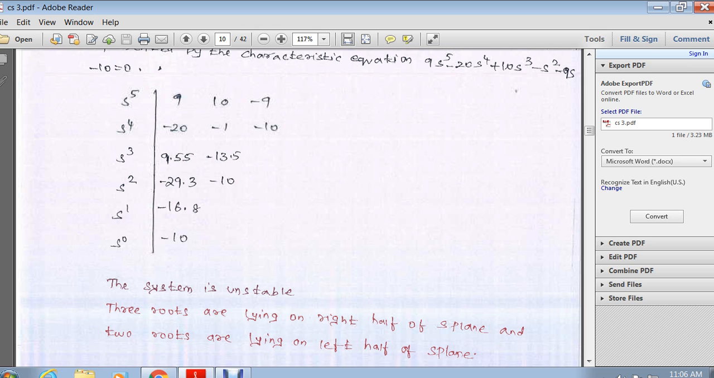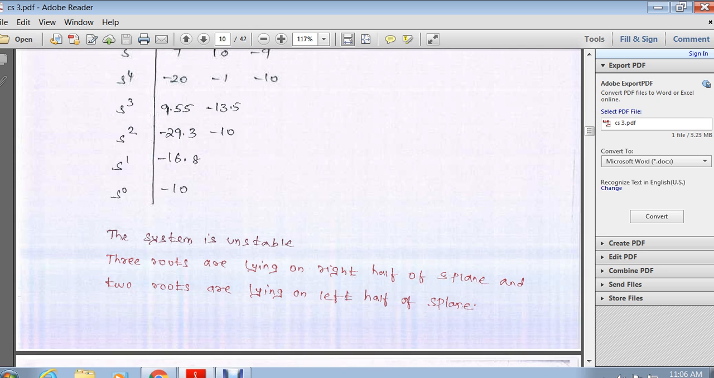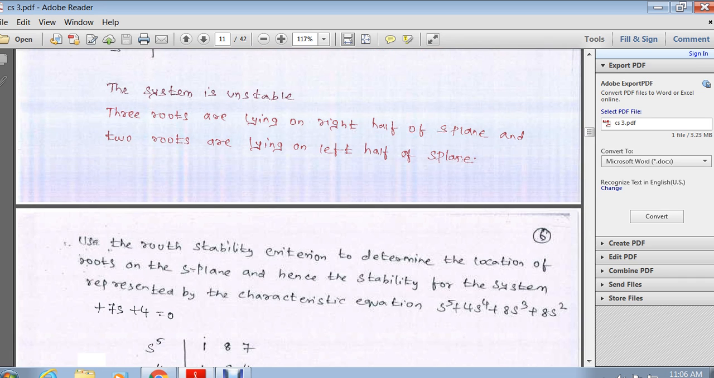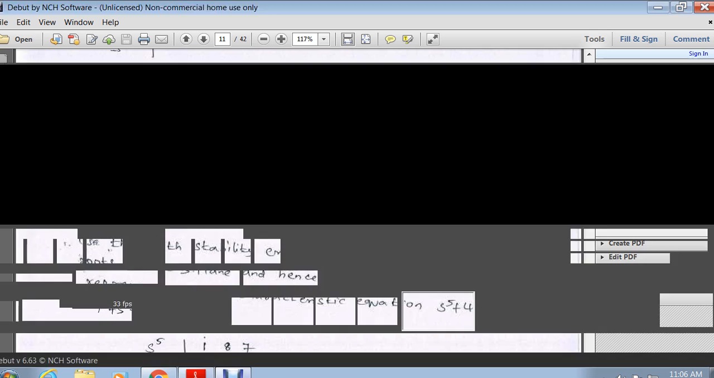So four times we have sign changes in the first column, so the system is said to be unstable. Three roots are lying on the right half of the s plane and two roots are lying on the left half of the s plane. So this is the way to find the roots of the given characteristic equation, and it is the way to determine the stability of the system.